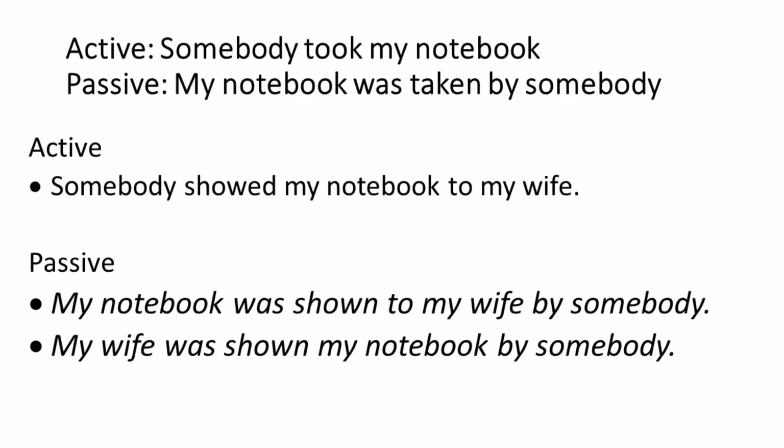Now maybe I had something written in there that I shouldn't have done. So it might be that I'm talking about the notebook and I'm upset that somebody is giving out my private details. My notebook was shown to my wife by somebody. Okay, but also it might be, what's wrong with you? Why are you looking so upset? What's happened? Oh, my wife was shown my notebook by somebody. So here you see, that's the thing with passive voice. It helps you put the emphasis on the thing that's important.